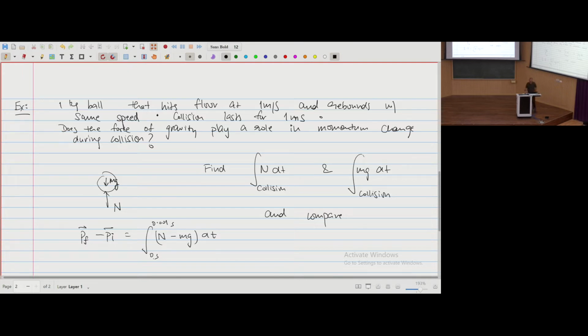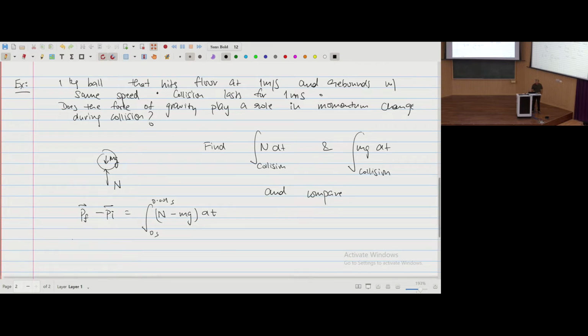What's the momentum change here? Final momentum is 1 meter per second. Let's say this is x and this is y. J hat, and initial momentum was downward, so -1. N is not known, but I said that you can assume it's a constant over the collision, so you can take it out of the integral, and so is mg. Mg is also constant, and then you have 0.001 second.